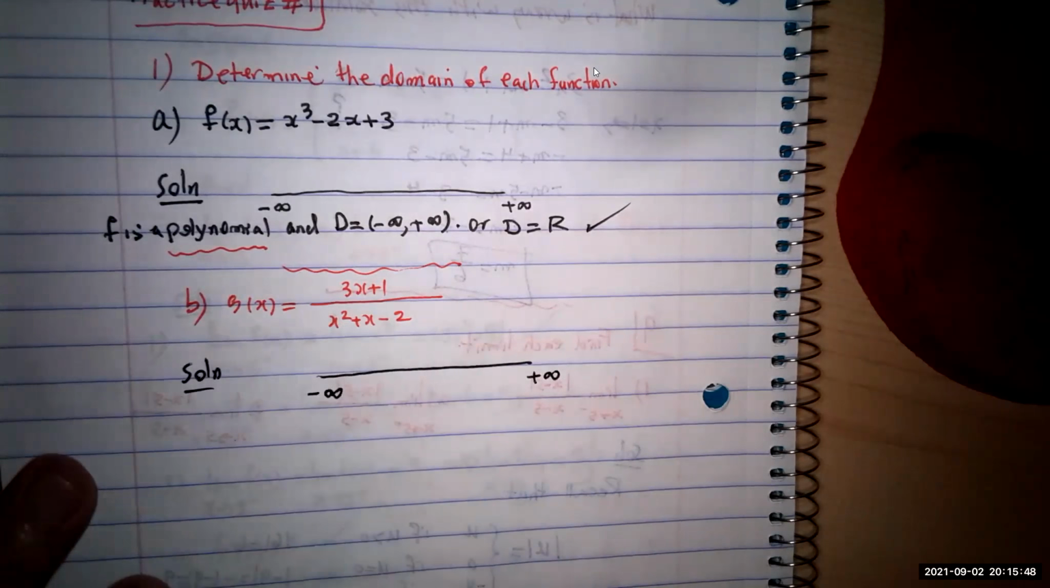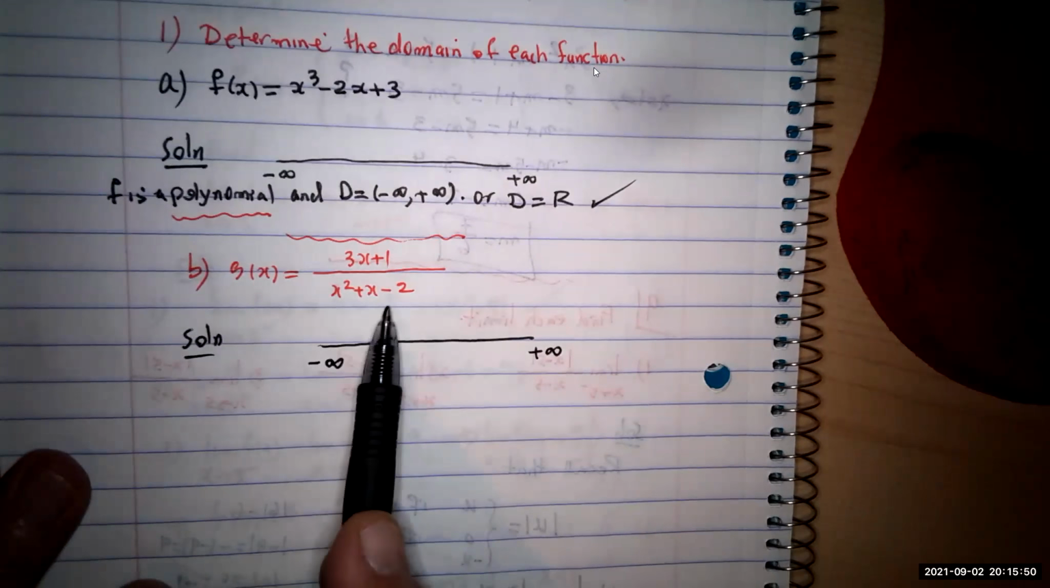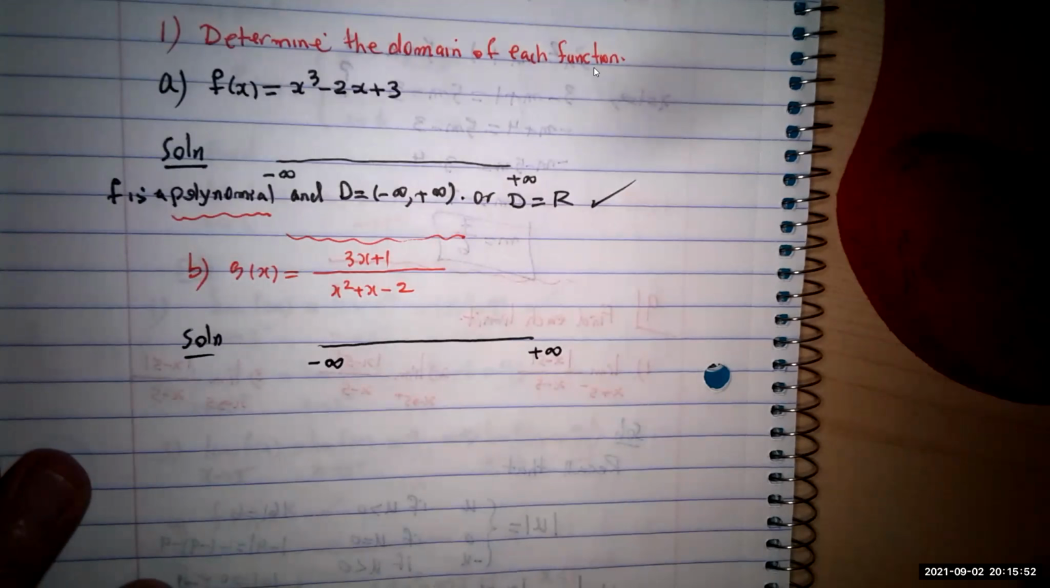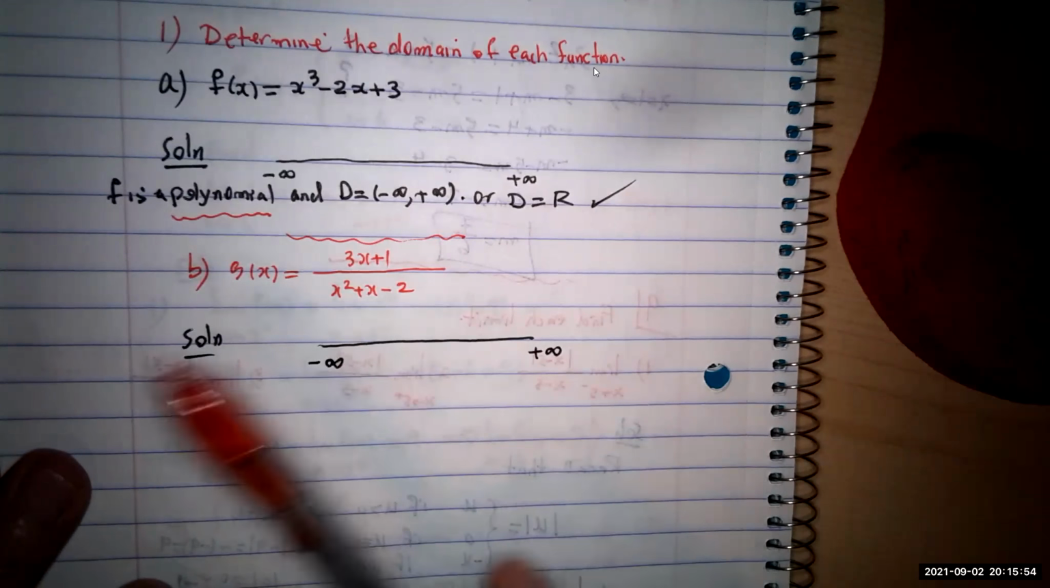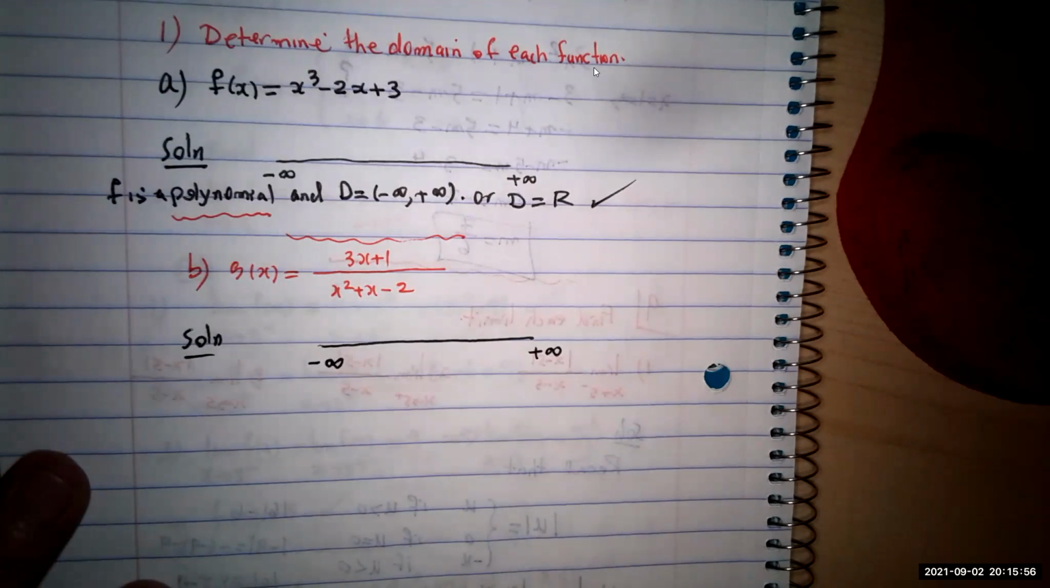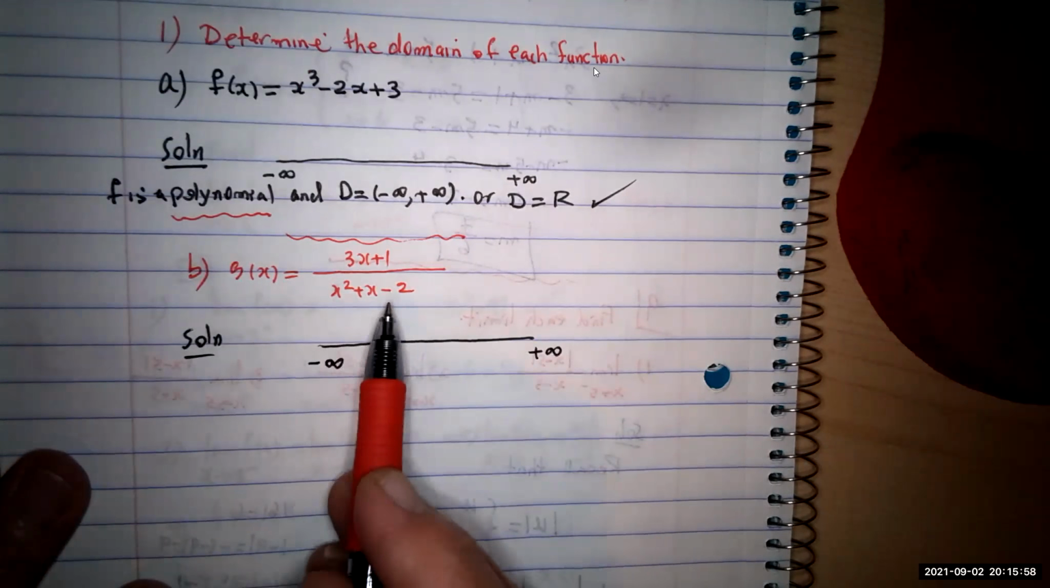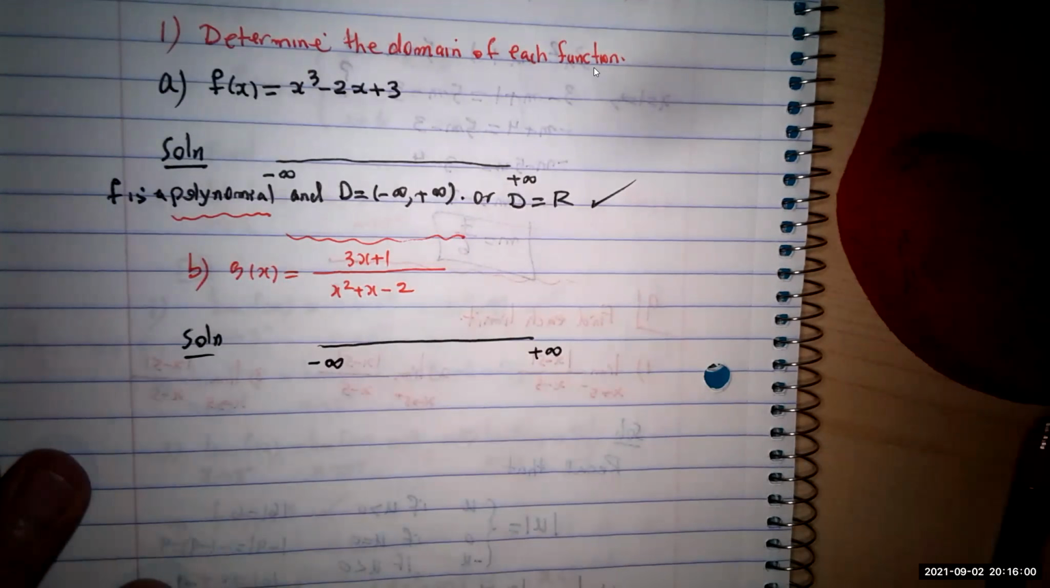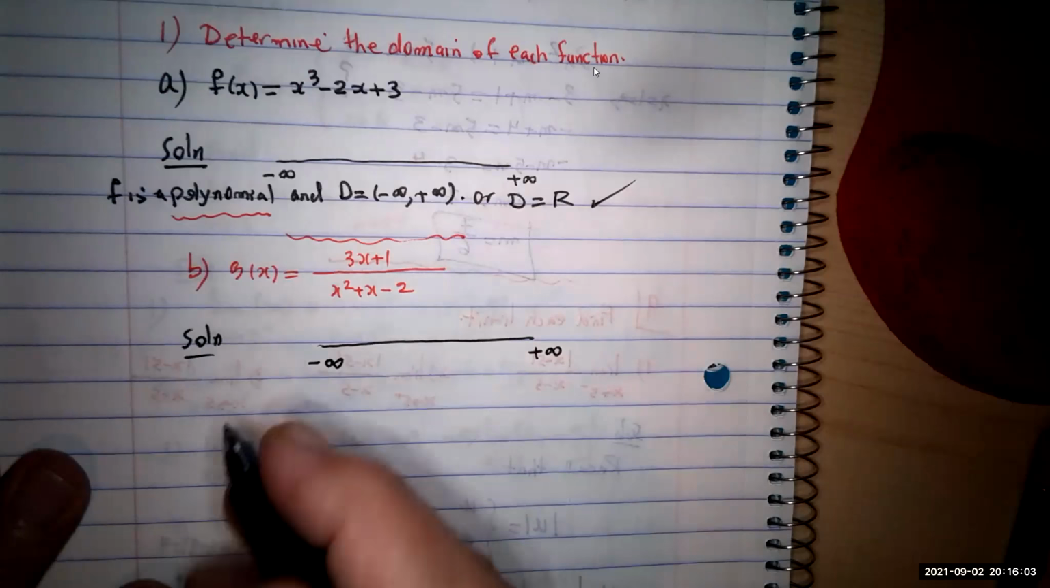Since you have the division, you know that you have to make sure that the denominator is not 0. So you are going to find out where the denominator is going to be 0. Since it's x squared, you better factor it first, okay? So that's going to be your job.